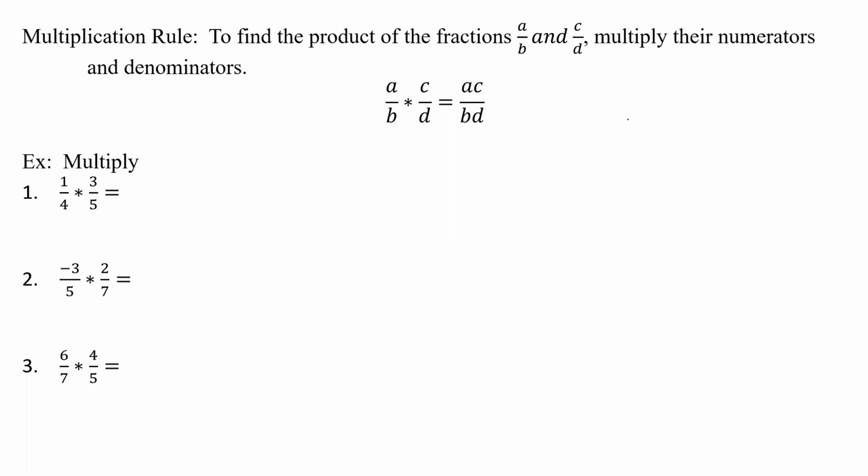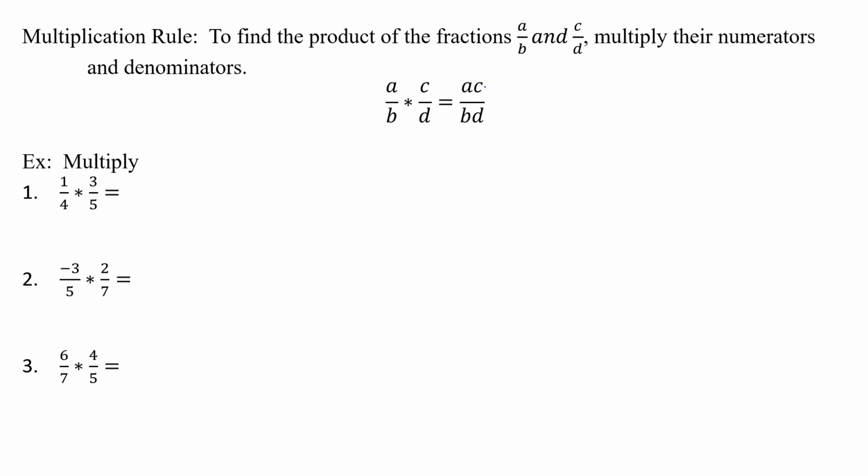So the multiplication rule for multiplying fractions is to find the product of two fractions, one a over b, the other c over d. And basically, we just multiply numerators and denominators. And so if we write it side by side, a over b times c over d, we're just going to take a times c over b times d. And so that's how we're going to do multiplication of two fractions.